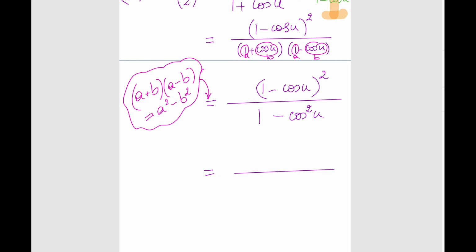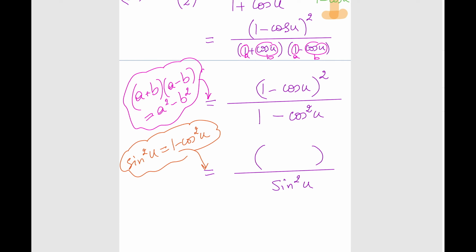And then how about appealing to the Pythagorean identity? The Pythagorean identity says sine squared of the angle, let's call it u, equals 1 minus cosine squared of u. Remember this property? Okay, so which means downstairs, this guy, 1 minus cosine squared of u, is sine squared of u. So downstairs, that's the same by the Pythagorean identity, sine squared of u. And upstairs, I have the square of 1 minus cosine of u. Okay, so we are at this point.